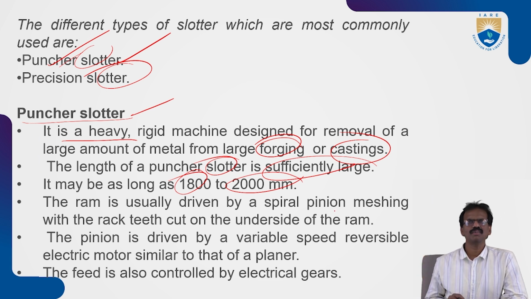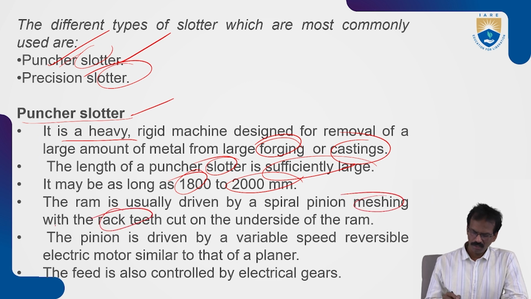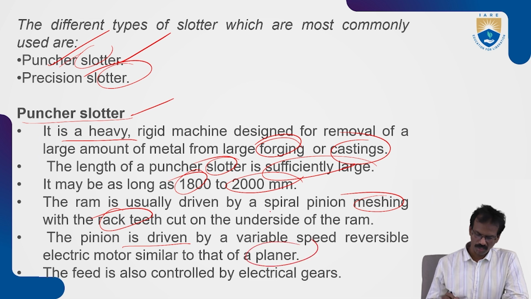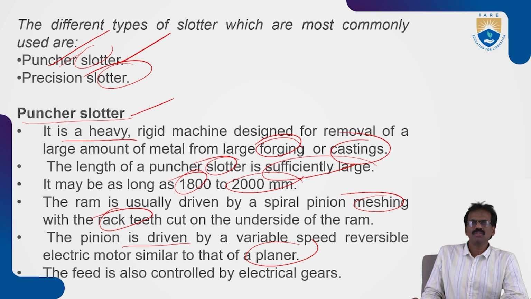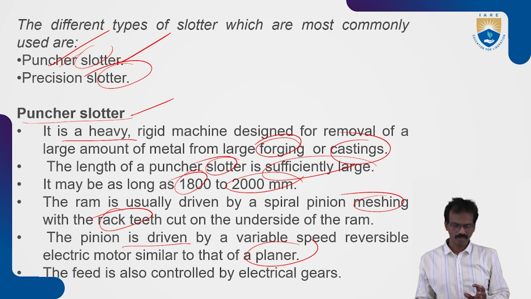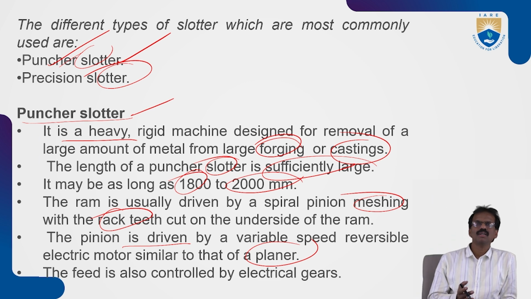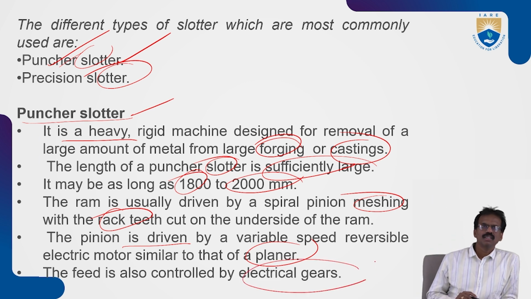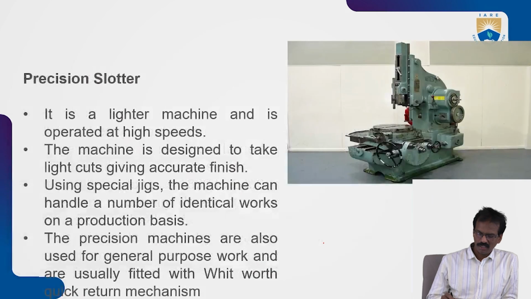The ram is usually driven by a spiral pinion meshing with the rack teeth. Okay, rack and pinion mechanism, so it will reciprocate. Okay, the pinion is driven by a variable speed reversible electric motor, similar to that of the planer also. Just like we know the mechanism of conversion of rotary motion to reciprocating motion in planing and shaping machines, already discussed. Okay, the feed is also controlled by electrical gears.